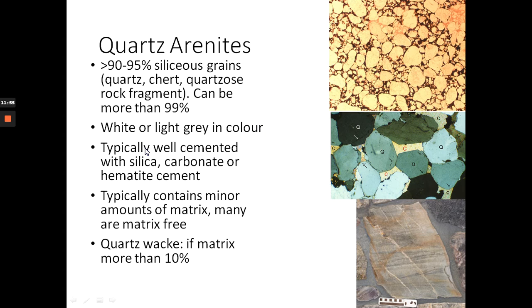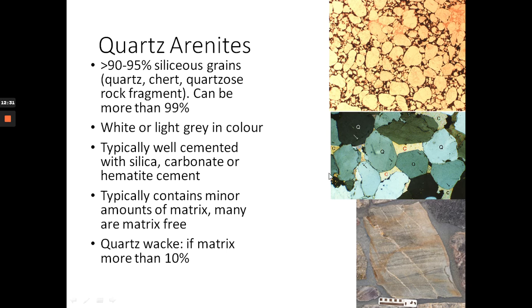Now, in terms of macroscopic features, we've looked at this in the practical for Introduction to Rocks also, right? Quartz-rich sandstones or quartz arenites tend to have a white or light grey color to them, like this. This is a quartz arenite. There's some iron staining here, but it's what we call a relatively clean sandstone. Not much in terms of matrix or clay inside it, right? Okay. So it tends to be white or light grey in color. It is typically well cemented with silica, carbonate, or hematite cement.